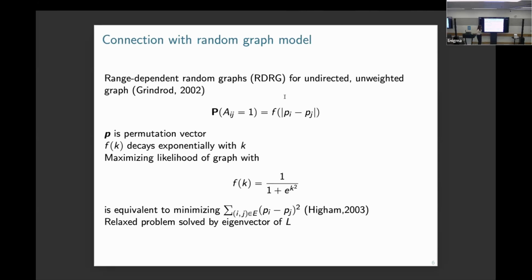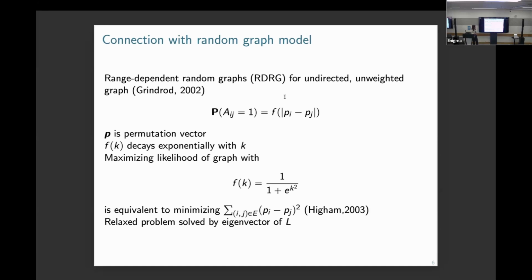Later on, Higham showed that maximizing the likelihood of this type of graph, if the likelihood is given by this function, which is basically inversely proportional to 1 plus e to the power of the squared distance, then we can solve a relaxed version with the Fiedler vector. The relaxation happens here. When we solve it, it's usually not a discrete set of permutation vectors, so we get real values instead. There's a relaxation from discrete to continuous values.